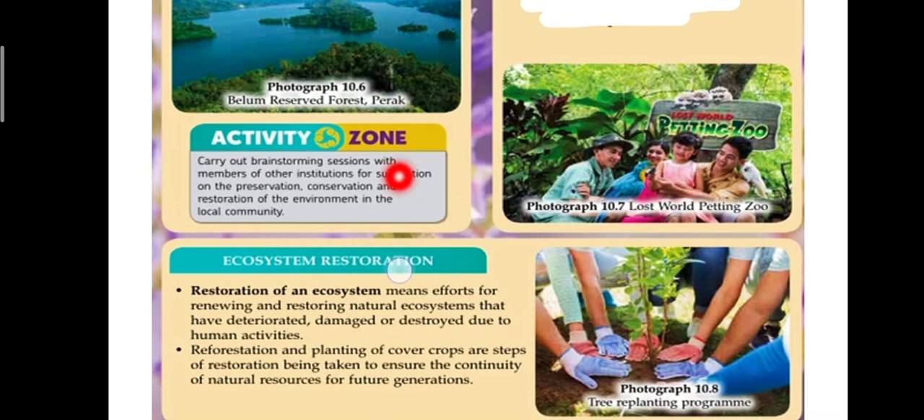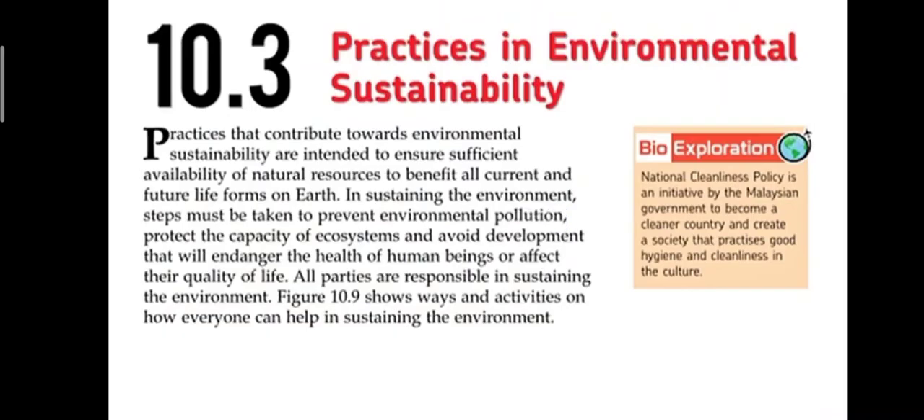Okay, ecosystem restoration, pemulihan. Ini pula adalah efforts for renewing and restoring natural ecosystem. Okay, renewing and restoring the natural ecosystem that have deteriorated, maksudnya merosot lah kan, damaged or destroyed due to human activities. So contohnya kita tanam semula lah, reforestation, planting. Okay, ini adalah salah satu cara restoration ataupun pemulihan.